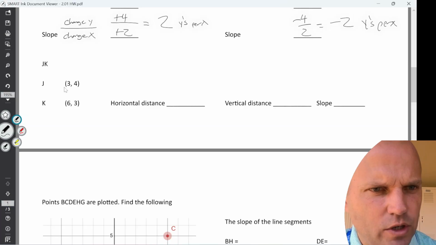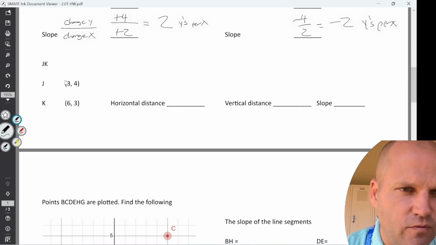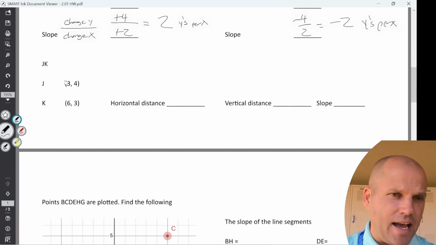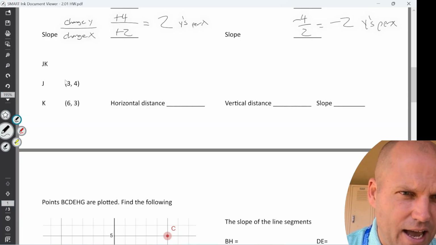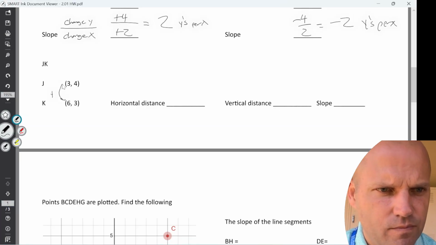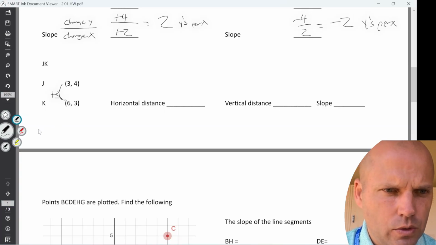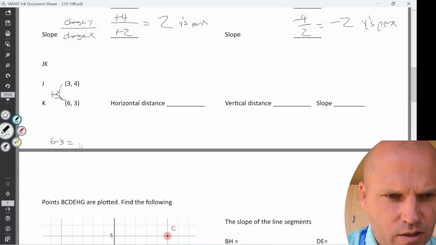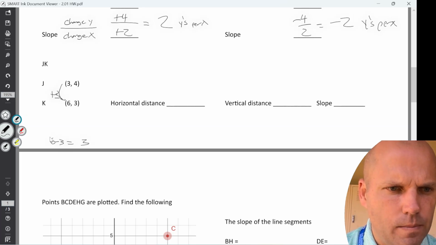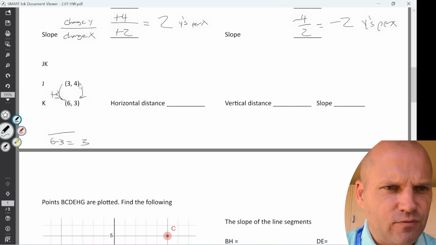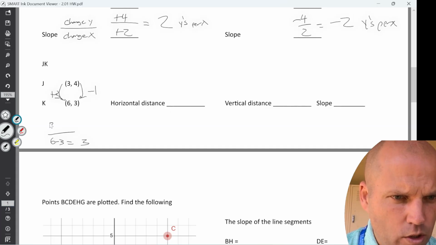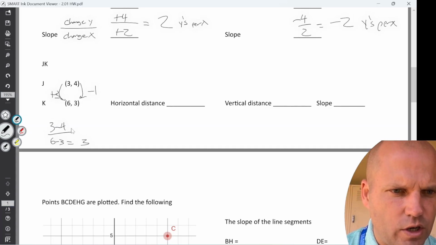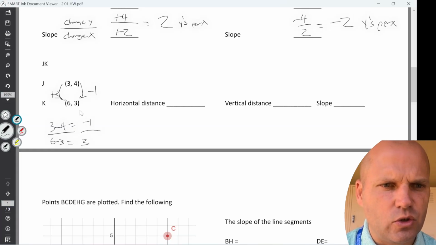JK. I'm not even going to graph JK. I'm just going to use the values of J and K. J has x value of 3. K has an x value of 6, which means the x distance between those 2 points is 3. So I'm just going to go +3. If you want to, you could do 6 minus 3, x2 minus x1. My y's from 4 to 3, I know that's -1. Okay, well, if you wanted to, you could do 3 minus 4. Whatever you want to do works as long as you do it well.